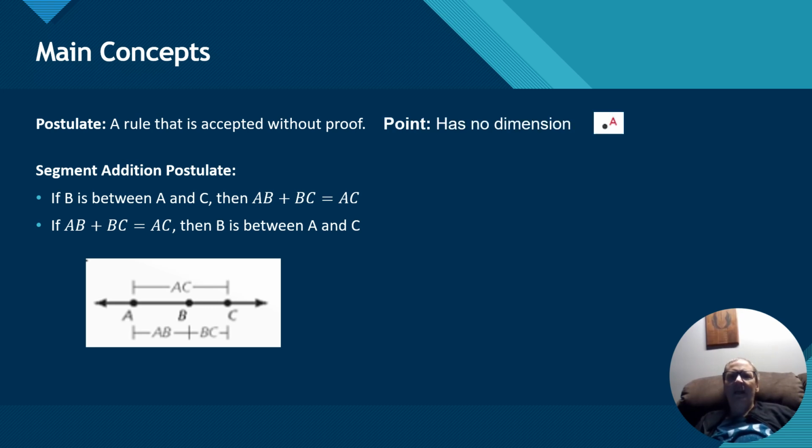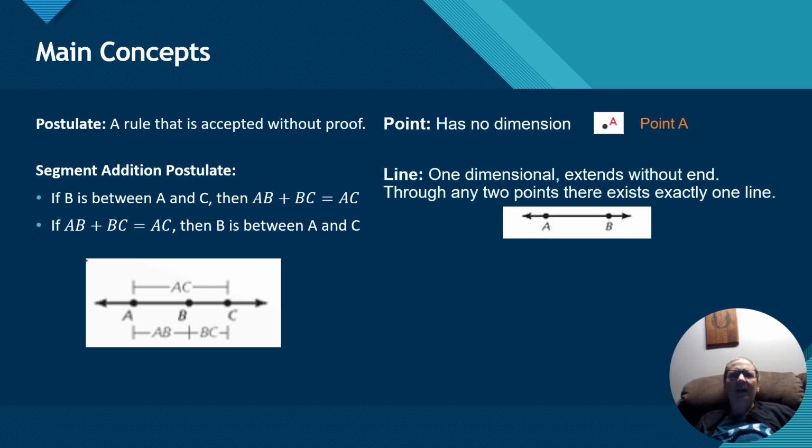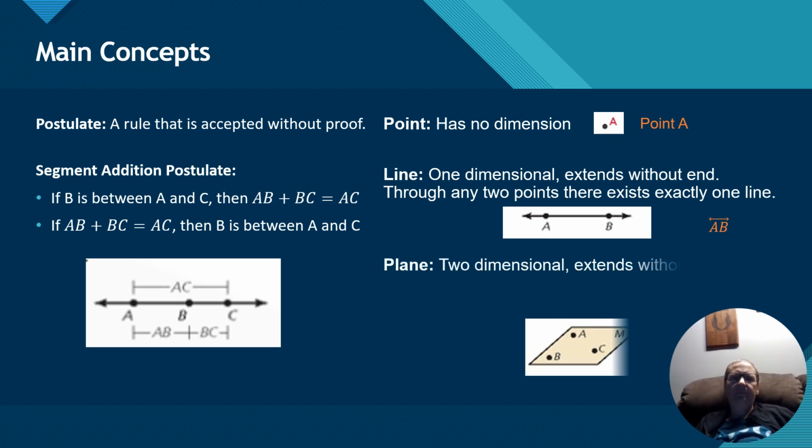A point is an object that has no dimension. This diagram of a point would be called point A. A line is a one-dimensional object that extends without end. Through any 2 points there exists exactly one line, so you can pick any 2 points and there will be one line that goes through those points. This line would be written as AB with the little line arrow above it. That is how you designate a line.